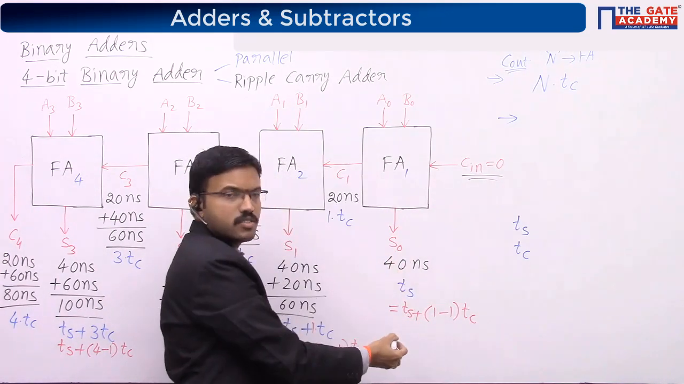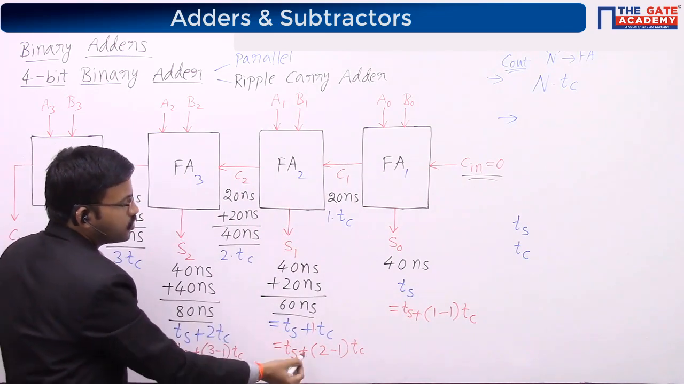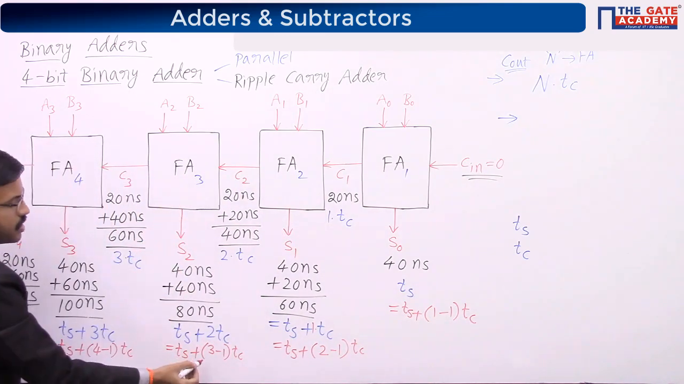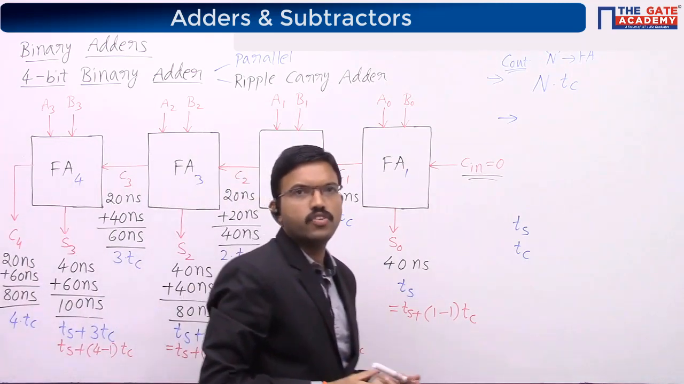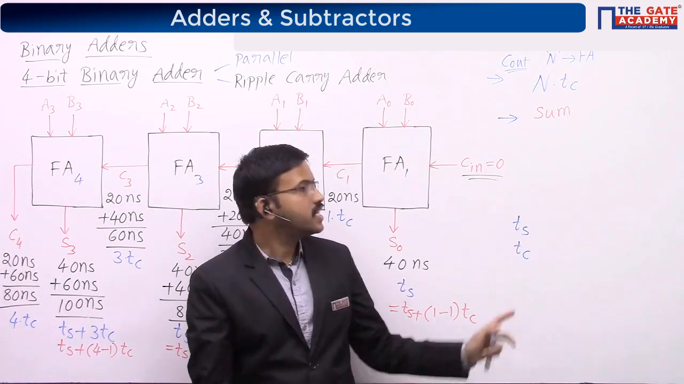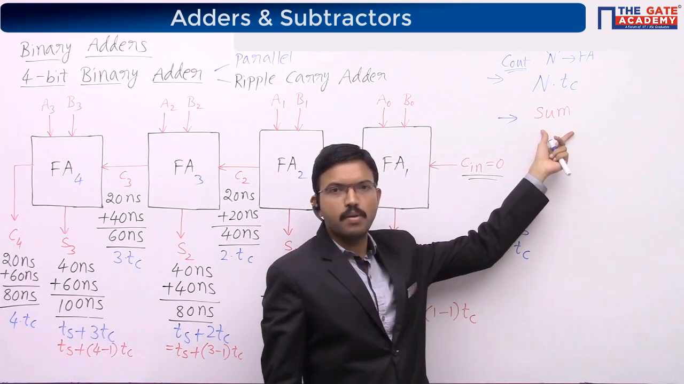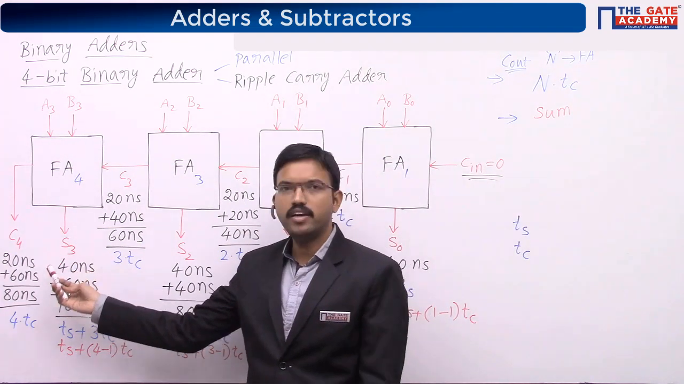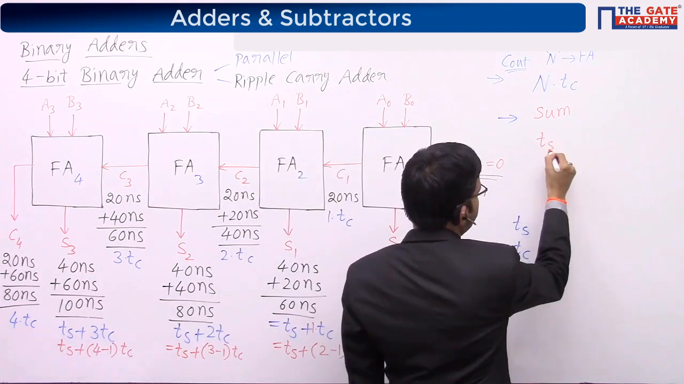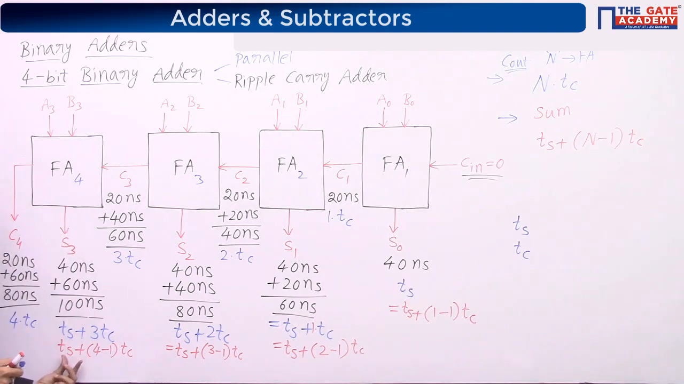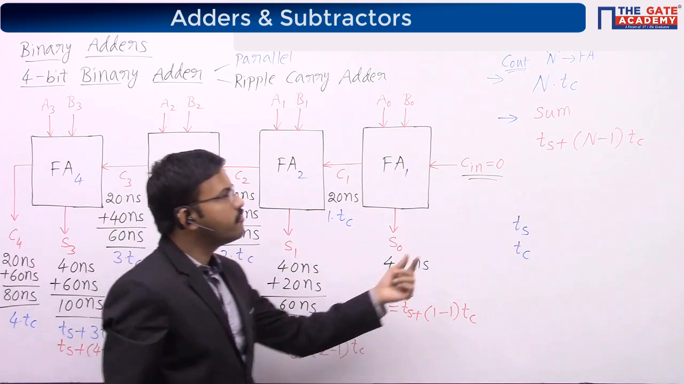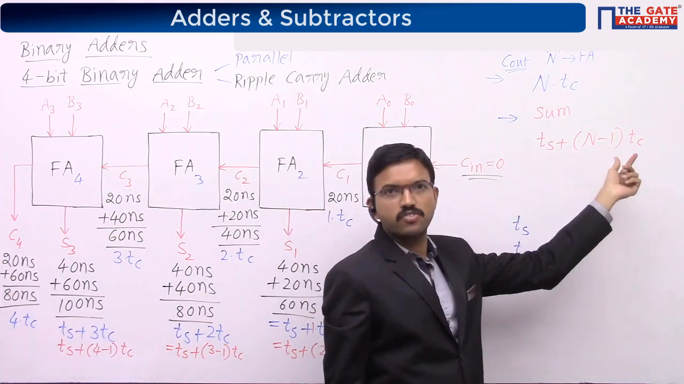If it is the first stage, 1 minus 1. Second stage, 2 minus 1. Third stage, 3 minus 1. Fourth stage, 4 minus 1. Like that, for the generalized case, we can write: the time required for producing the sum bit at the nth stage full adder is equal to TS plus N minus 1 into TC. For the 4th stage, we got TS plus 4 minus 1 into TC. For the nth stage, it will be TS plus N minus 1 into TC.